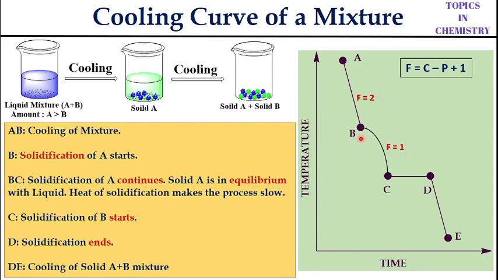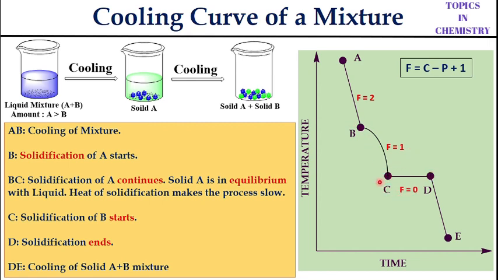Next, if you consider the BC line, here you can see solidification of A starts. That means through BC the mixture contains solid A. So this is one phase, liquid, this is another phase, so the number of phases is equal to 2. Component is 2. So 2 minus 2 plus 1 gives you 1. So F is equal to 1 for the BC line.